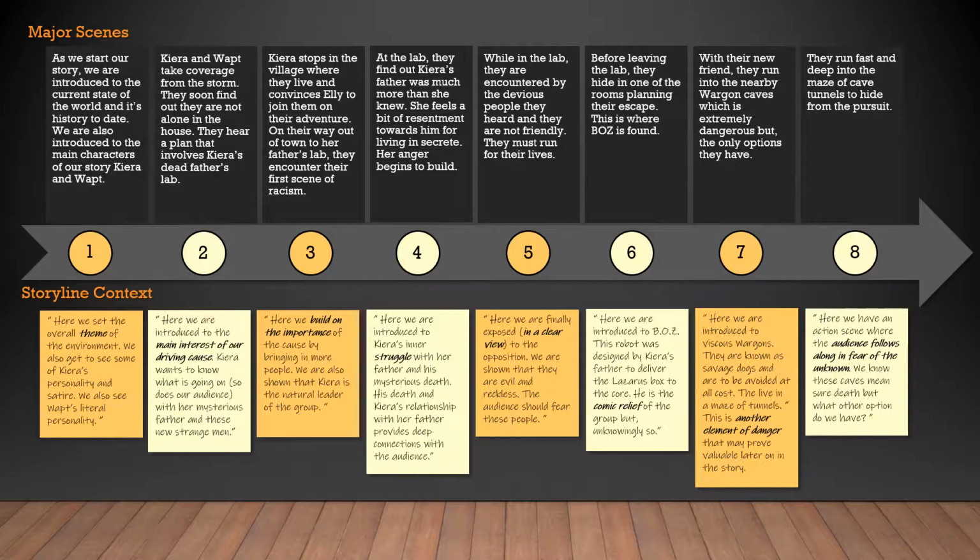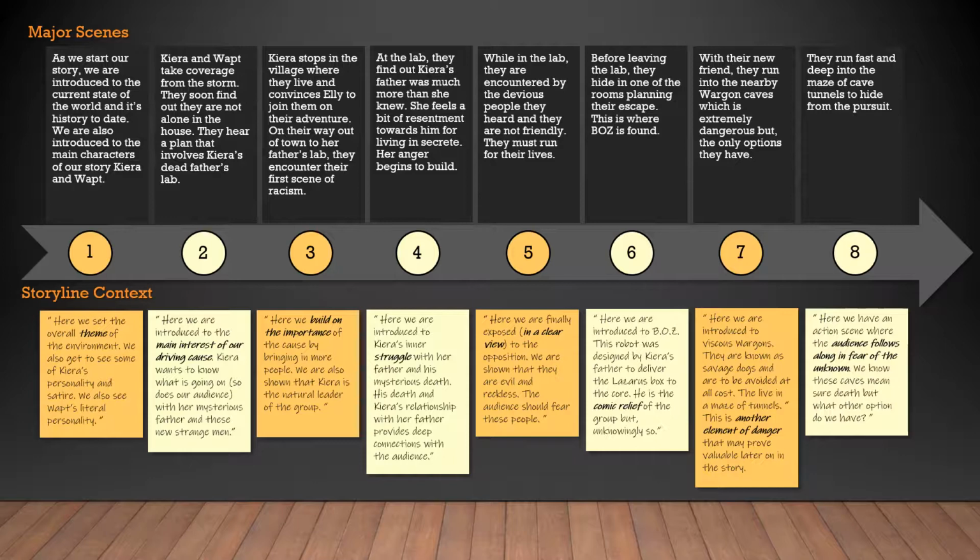In scene 2, Kiara and Wap take cover from the storm. They soon find out that they're not alone in the house. They hear a plan that involves Kiara's dead father's lab. Here we are introduced to the main interest of our driving cause. Kiara wants to know what's going on, and so does the audience.